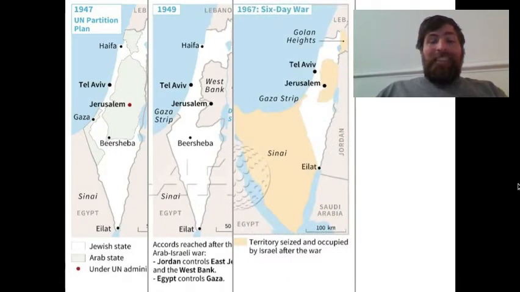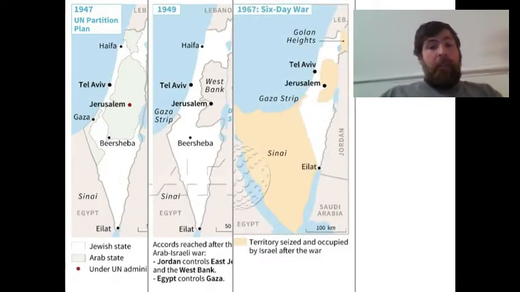In 1967, there was a war fought, the Six-Day War, between Jews and the Arab countries surrounding them. The Arab countries around Israel did not want Israel to exist. They wanted to give the land back to the Palestinians.